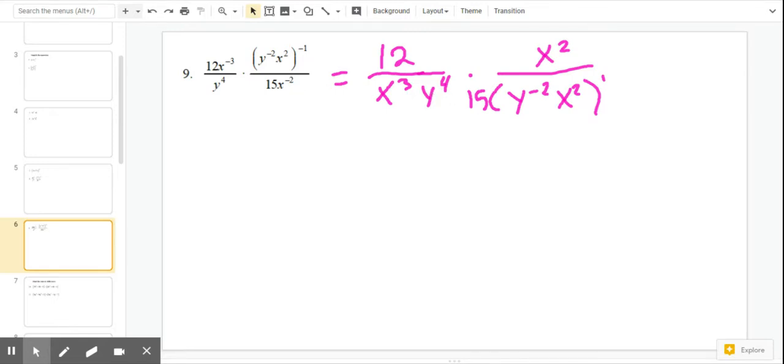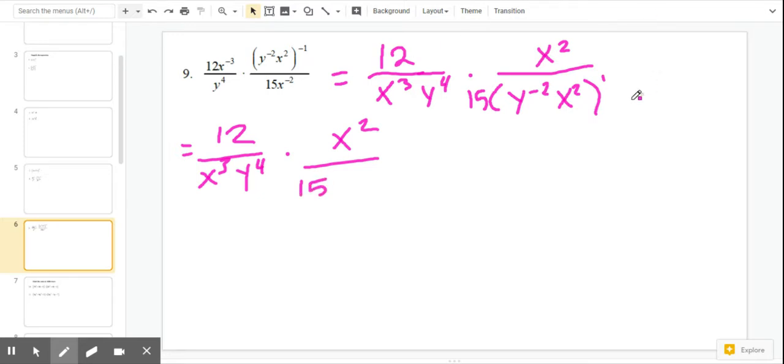Now we need to simplify a little bit. I don't want those parentheses, so let's simplify that. So 12 over x cubed y to the fourth times x squared over 15. Okay, so here's what's going to happen here. This is to the first power, and anything to the first power is itself. So this is just 15 y to the negative second x squared. Okay, so now we have an issue. The issue is that we still have a negative exponent. So here's what we'll do.